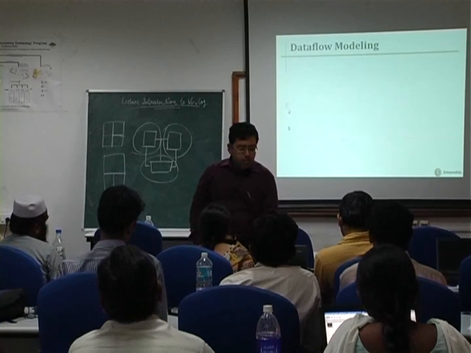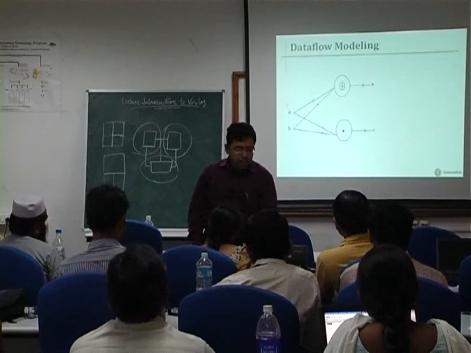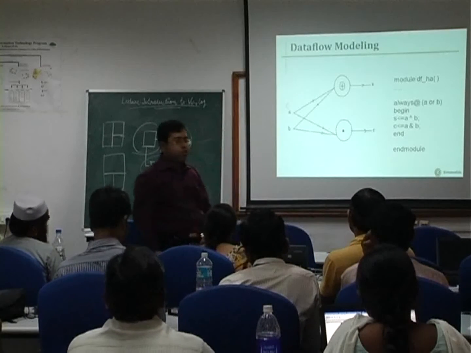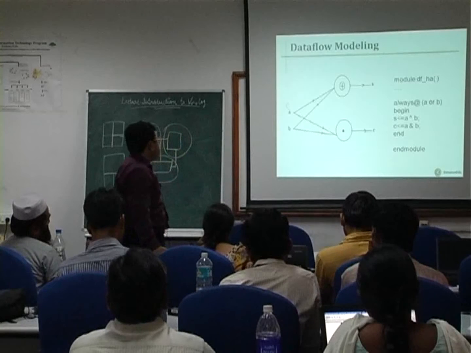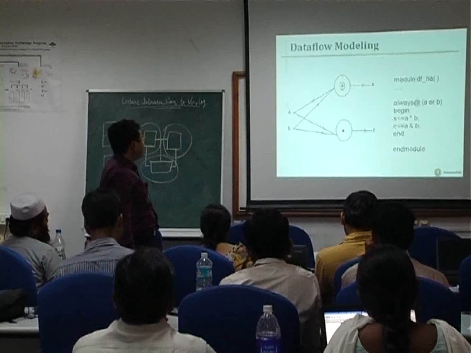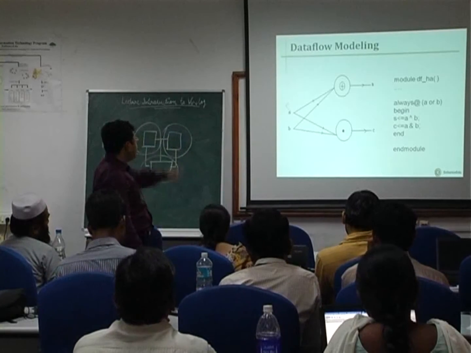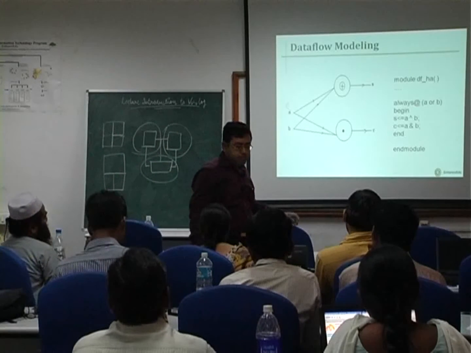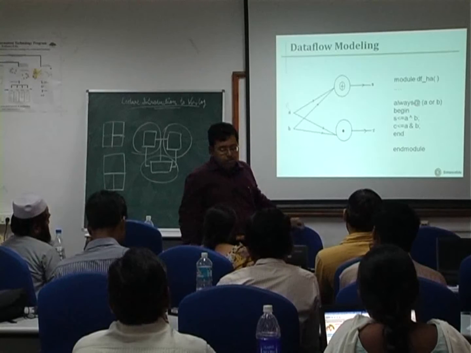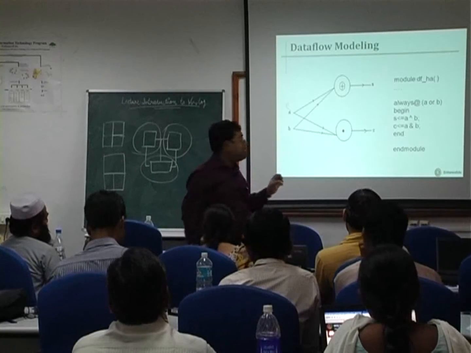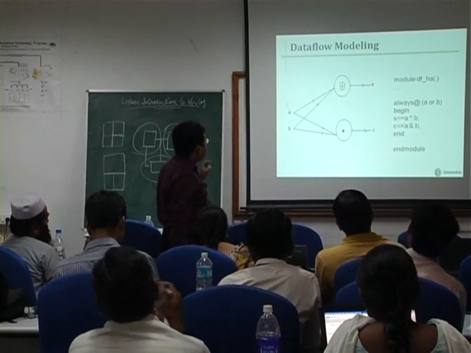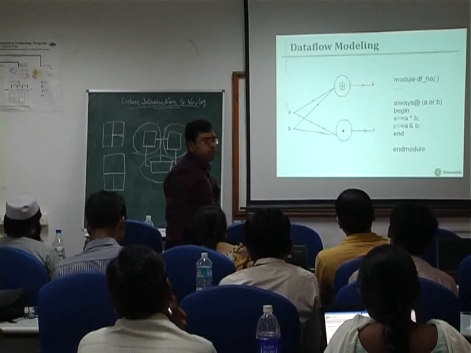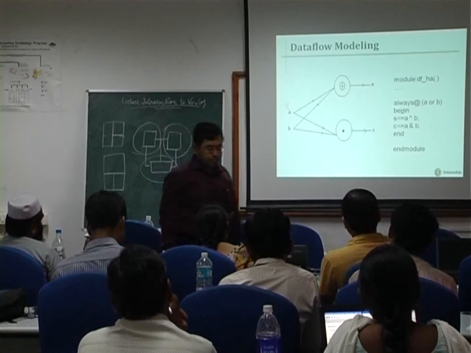Now coming to the functional description part of it, if it is a data flow style of modeling, then we visualize it as a collection of two nodes, one of which is computing the XOR of the two inputs, the other computing the AND of the two inputs. So we depict the half adder as a data flow graph, and that is translated in this way into code for the half adder.